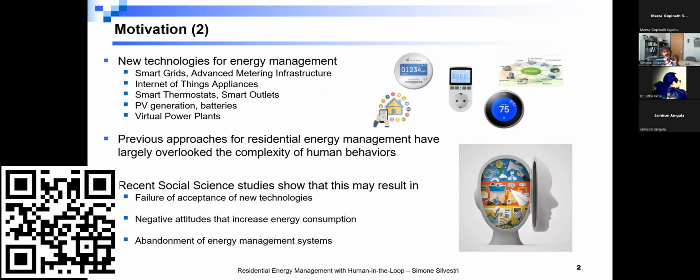However, most of this research has not considered the complexity of human behavior that affects energy consumption in the residential sector. They have mostly targeted engineering metrics. Recent social science studies show that there is a significant failure in acceptance of these new technologies, and the behavior could be negative towards them and even cause an increase in energy consumption and even an abandonment of these systems overall.